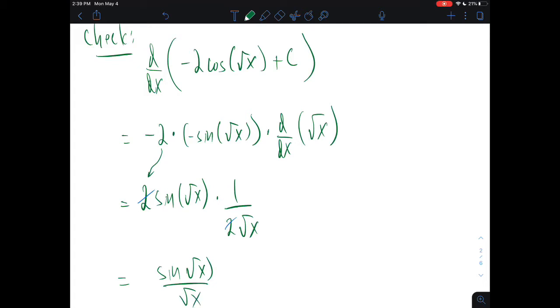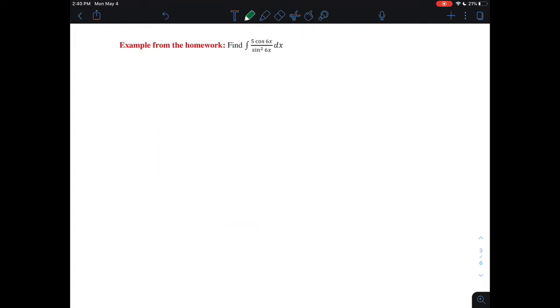Something else that helps you practice and get better at integration is having a good handle on all of the functions that we've seen and learned about and their derivatives and antiderivatives, because you don't want to keep looking through lists when you're trying to think of things that you could use for substitutions. So in this example, which I actually took from the homework, we want to find the indefinite integral of 5 cosine of 6x divided by sine squared of 6x dx.